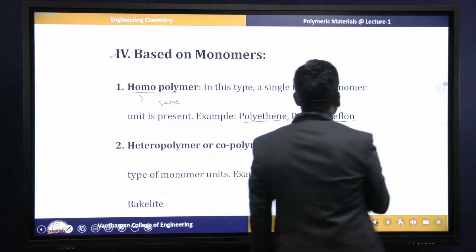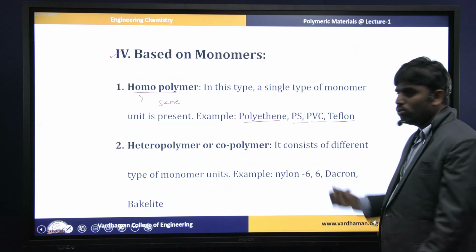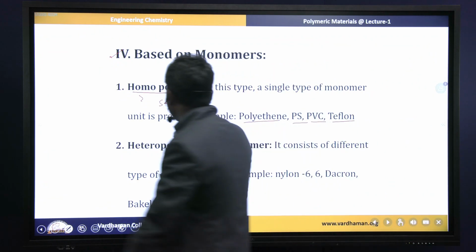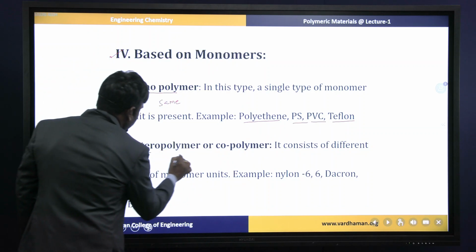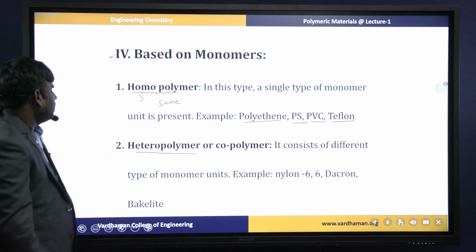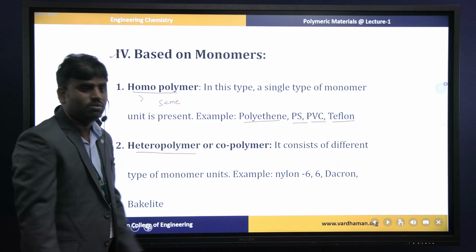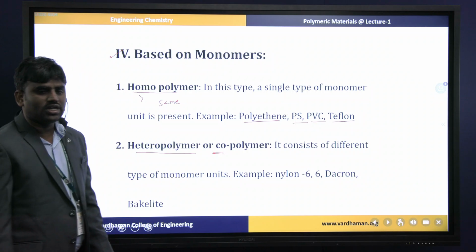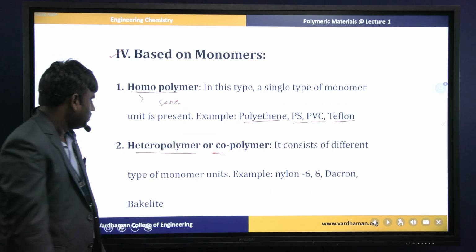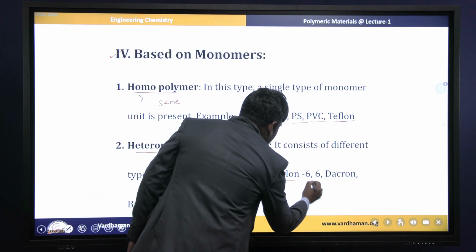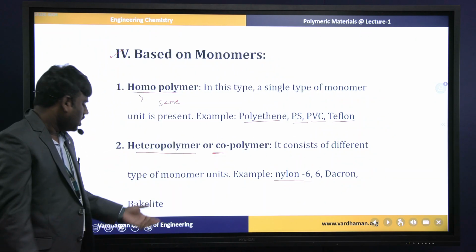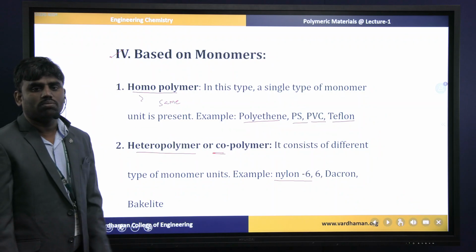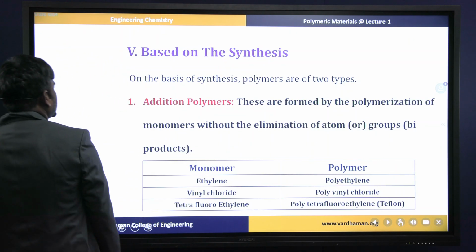The Teflon is made up of polytetrafluoroethylene, meaning the monomer unit in Teflon is the tetrafluoroethylene molecule. And the next one is heteropolymers. Hetero means different. Heteropolymers are also known as copolymers. Co means two different monomers, meaning these polymers are made up of two different types of monomers. Examples of heteropolymers are nylon 66, Dacron and bakelite. Bakelite is made up of the monomers phenol and formaldehyde.